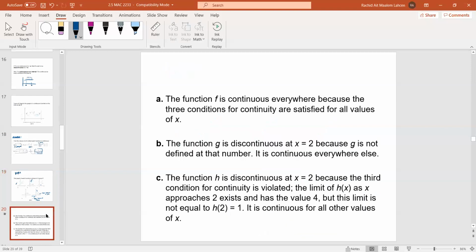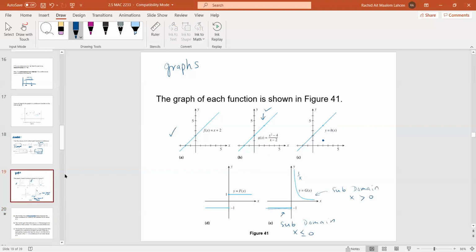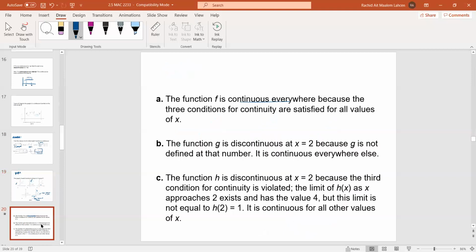All right, so the function A is continuous everywhere because the 3 conditions are met. B is not defined at one point, but it is continuous everywhere else, right? So this one, there is a hole there, so it's discontinuous there, right? Just the way we described it. Now this is the important one because the others are kind of direct. It is discontinuous. Why? Because the third condition that I mentioned is violated.